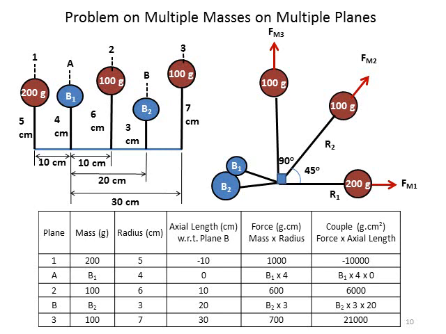Next, we will choose two balancing masses at two arbitrary planes. The first plane is A, the second plane is B. The radial position of balancing mass B1, which is at plane A, is known, which is 4 cm, and also the axial distance from gear 1 is known, which is 10 cm.